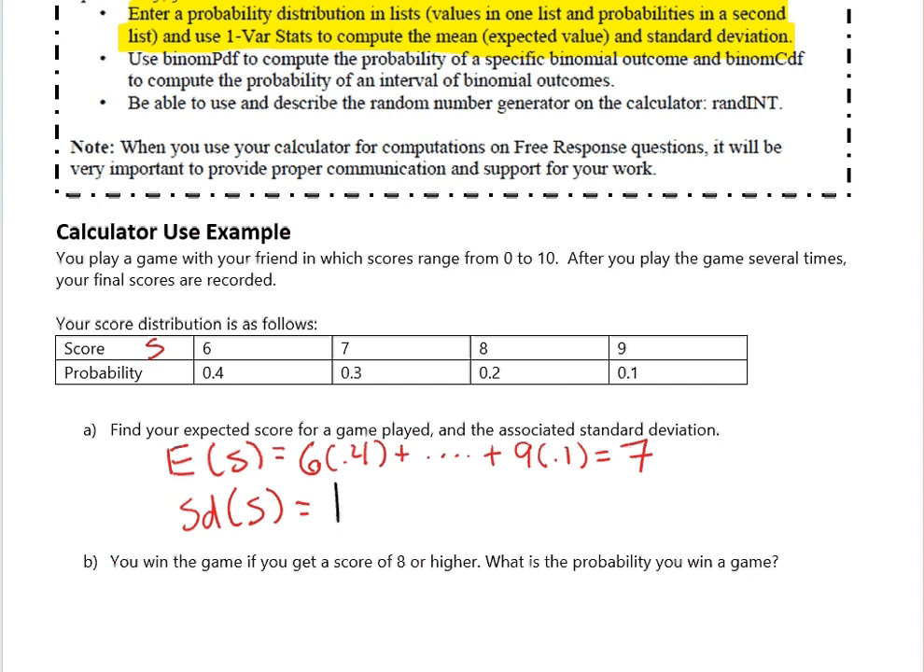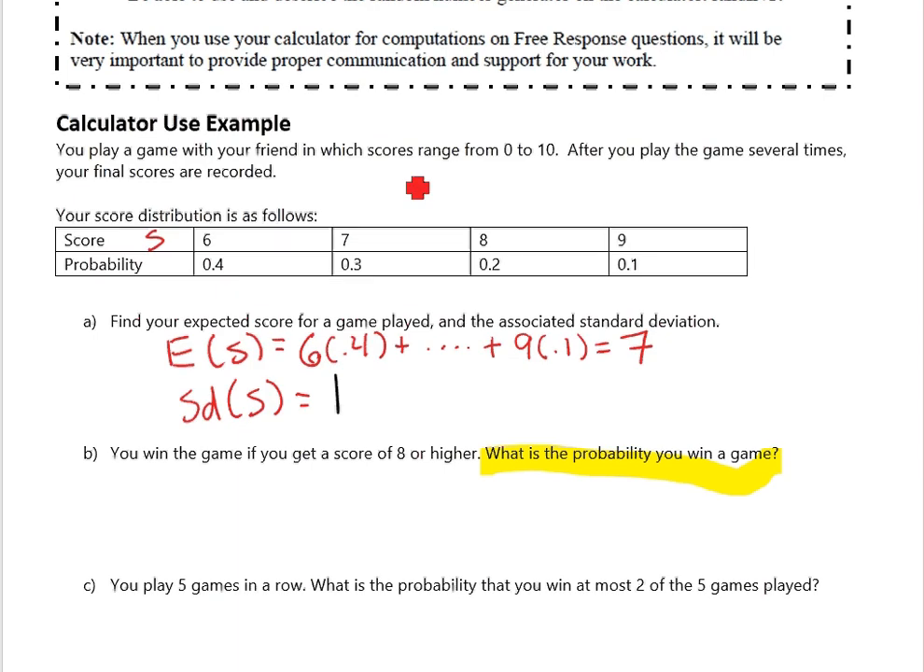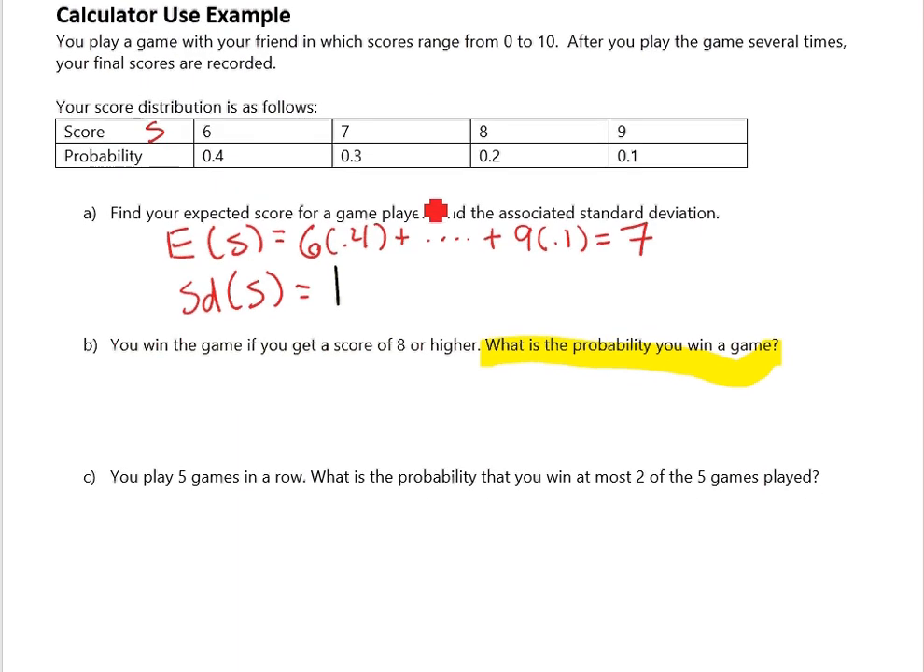So now you win a game if you get a score of 8 or higher. So we want to find the probability that you win a game, right? What is the probability that you win a game? Now, you win a game if your score is 8 or higher. So we want to focus on those two probabilities. So if you look here in this table, the probability of getting an 8 is 20%. And the probability of getting a 9 is 10%. So my overall probability of winning is 30%.